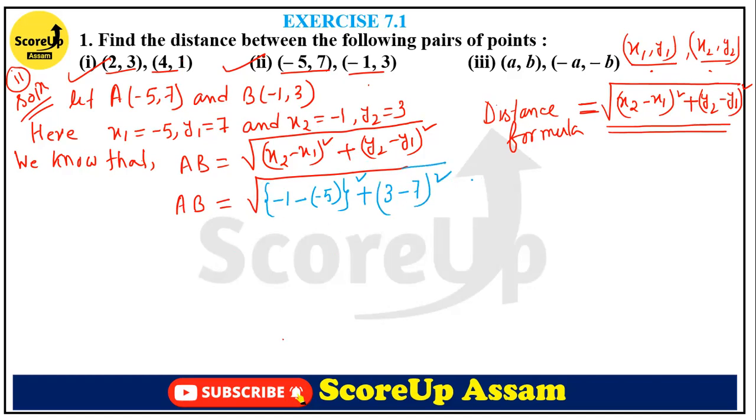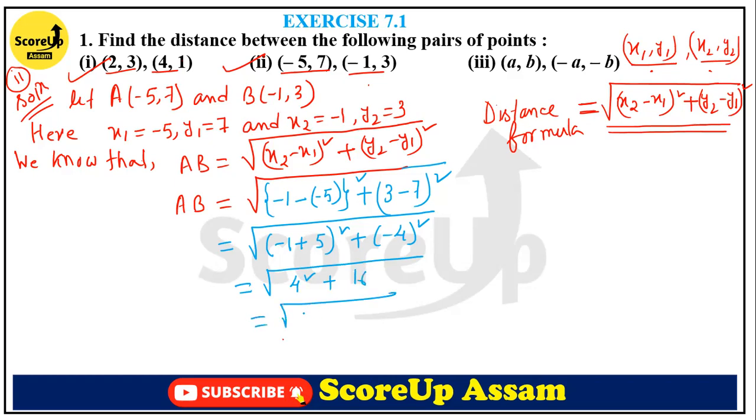Now simplify this. What shall we get? Minus 1 and minus minus 5 becomes plus 5, whole square, plus 3 minus 7, that is minus 4 whole square. So minus 1 plus 5 means 4 square, plus minus 4 whole square, that means 16. 4 square means 16, plus 16. That means root over 32.